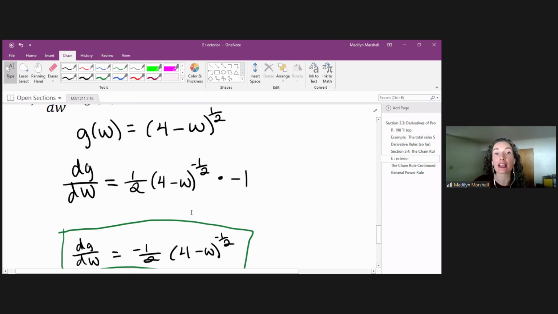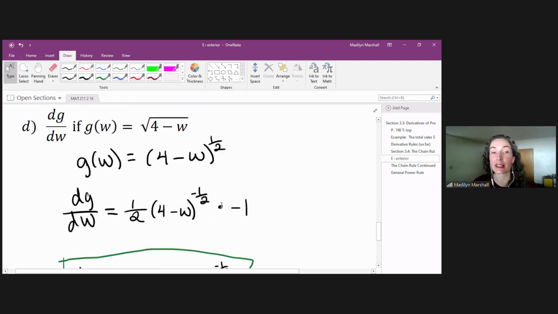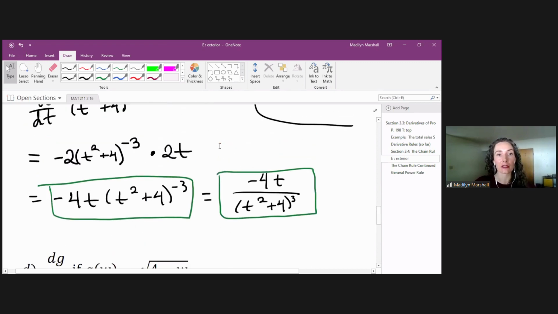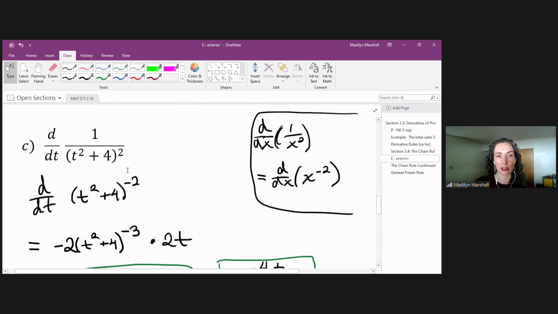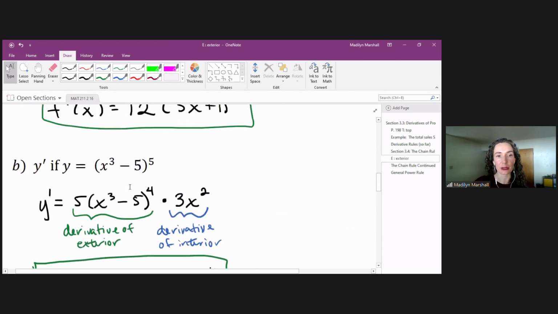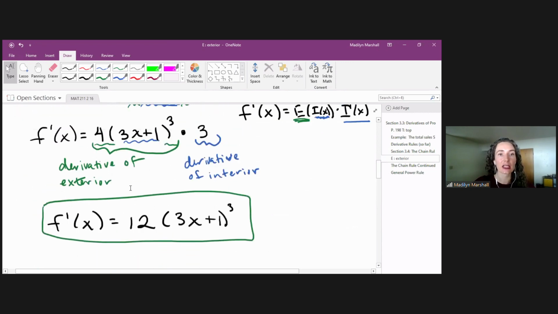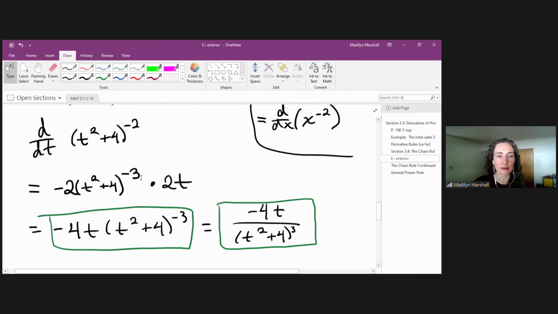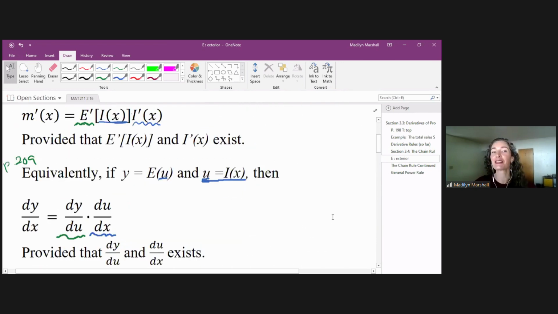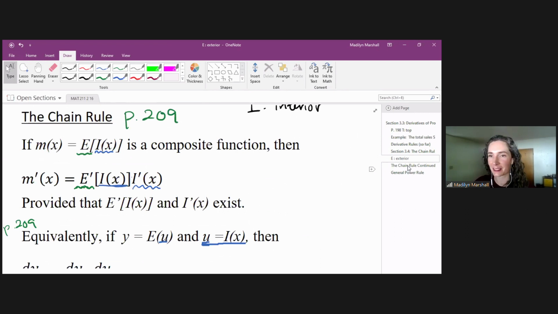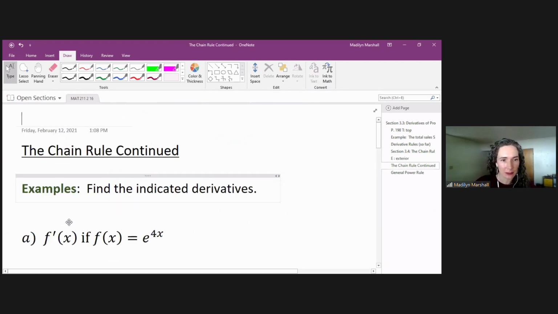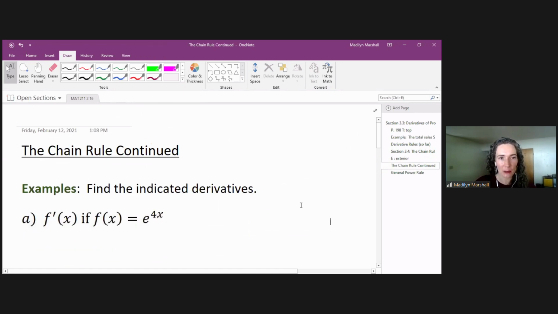So far, all of these have used the power rule as their exterior function in different ways. So we have the radical, which still uses the power rule when we change it to 1/2. And even if it was in the denominator originally, we changed that to a negative power. All of these have been using the power rule as their exterior. But we know other rules as well. So more chain rule.